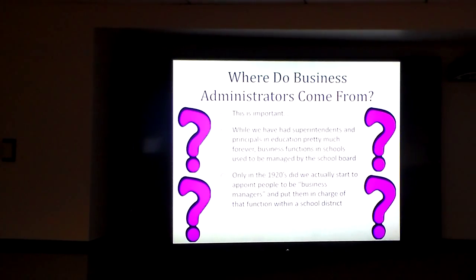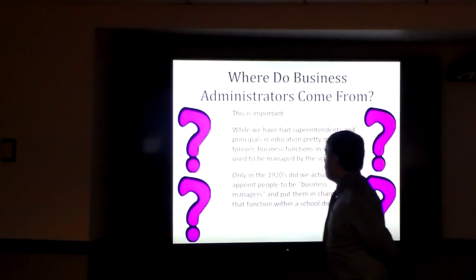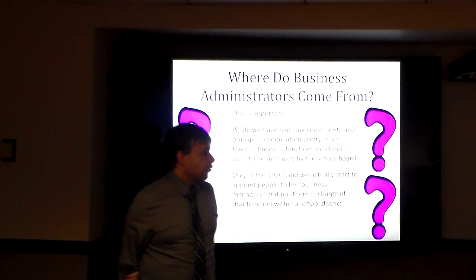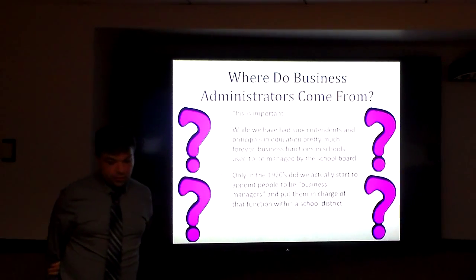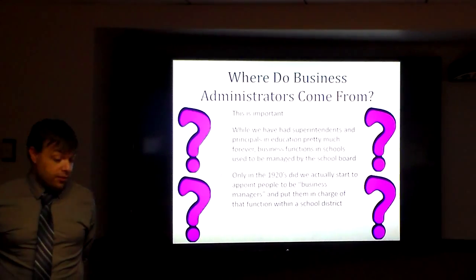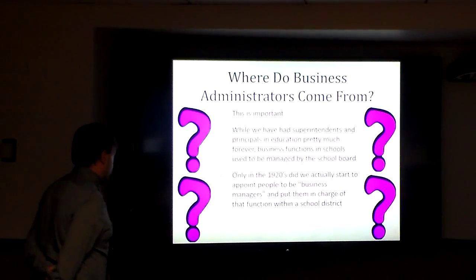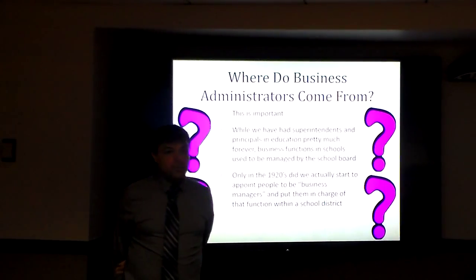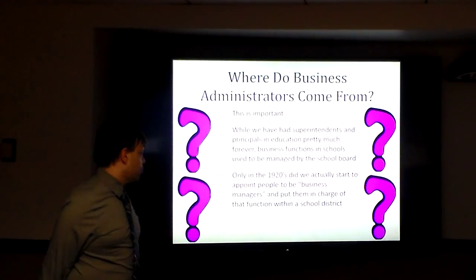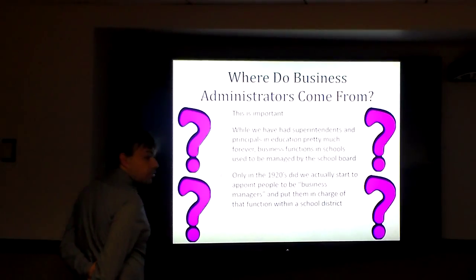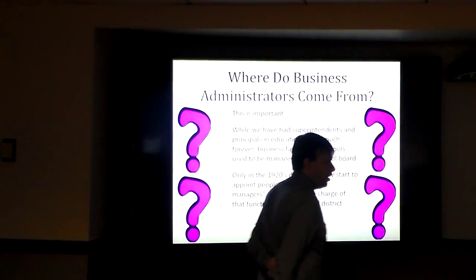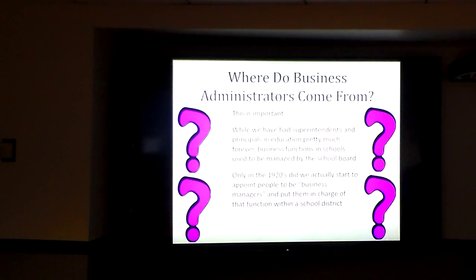So, business administrators did not exist until the 1920s. We had superintendents and principals in schools pretty much forever. If we were going over a history of education, you know that the superintendency started in the mid-1800s and principals started in the late 1700s. Business managers did not exist until the 1920s. The principal was the business manager. The superintendent was the business manager. So they were in charge of functions within the school district, and they're the ones that made all the decisions.